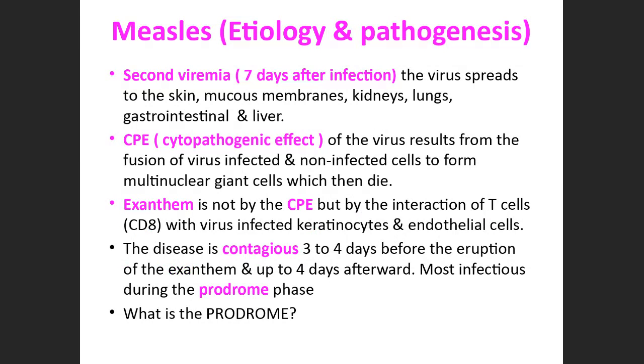Coming to the second viremia stage, after 7 days of infection, the virus spreads to skin, mucous membrane, kidney, lungs, gastrointestinal tract, and liver. It spreads all over.